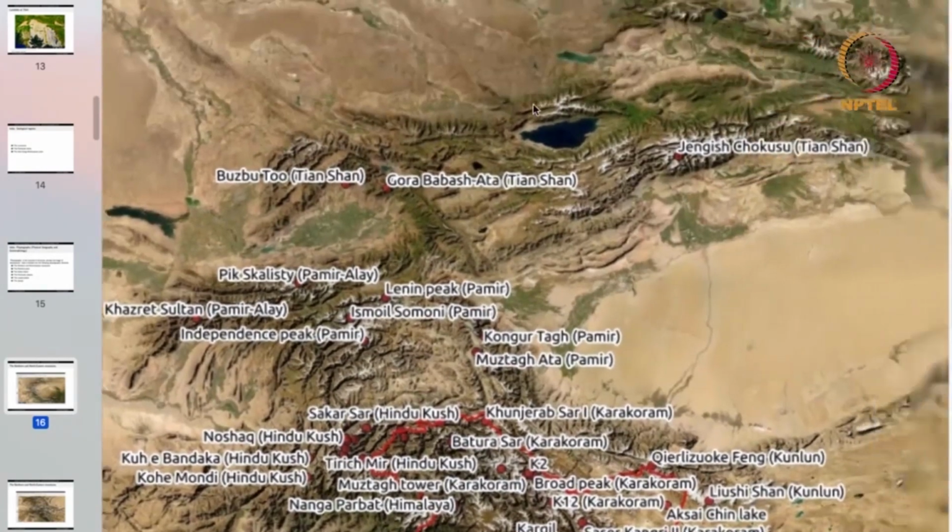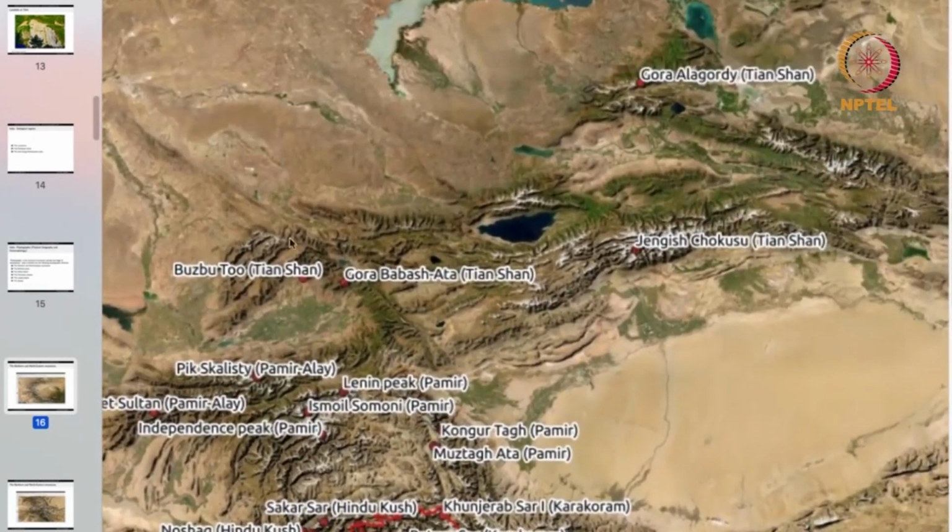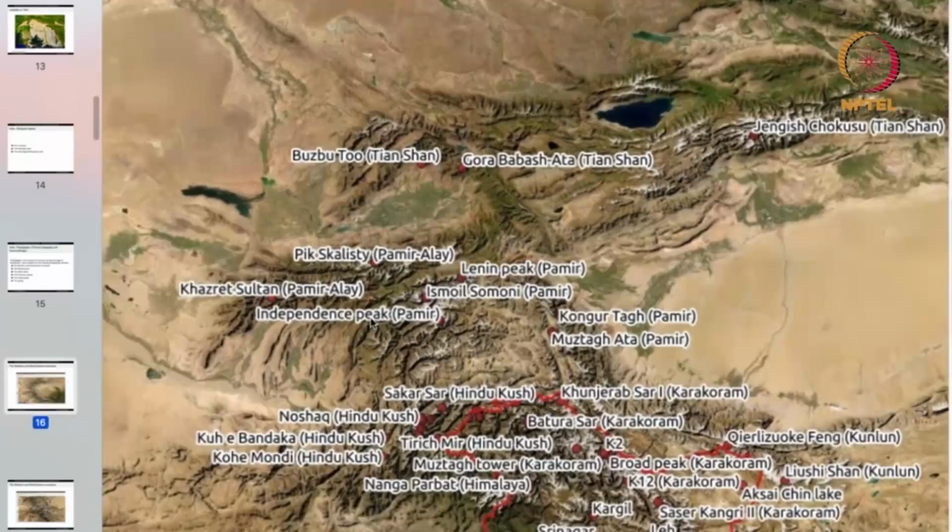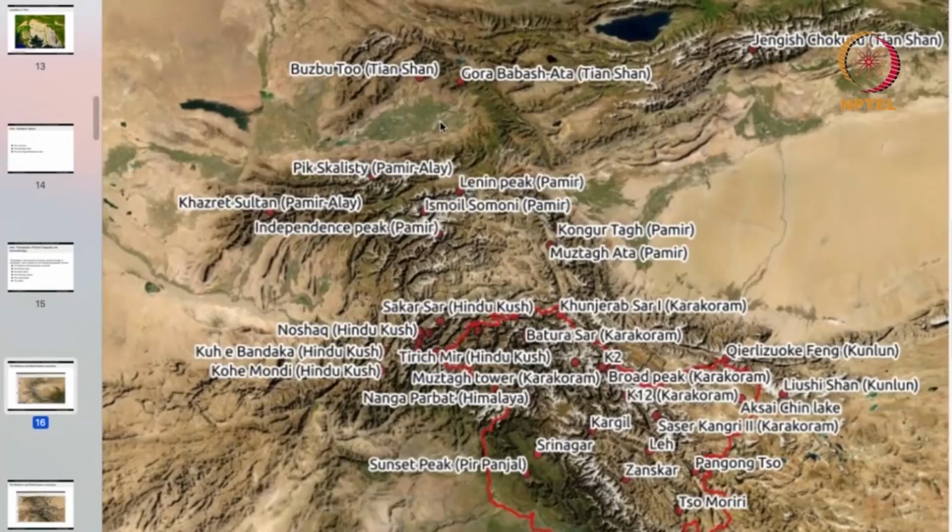mountains. Here on the top we have the Tian Shan mountains. So this is Buzbu 2, Tian Shan, Gora Babashata, Genghis Chokshu, Gora Alagordi. Now these ranges are the Tian Shan mountains. Below that, or to the south of that, we have the Pamir Ale mountains that move like this, followed by the Pamir mountains that move like this.